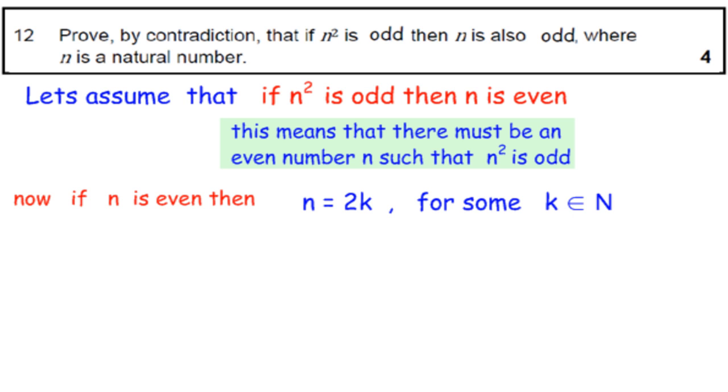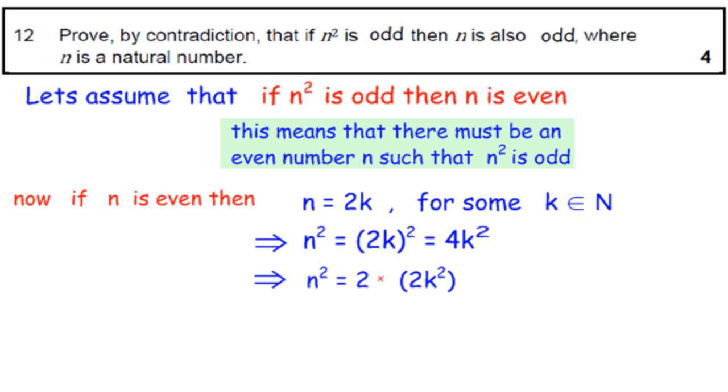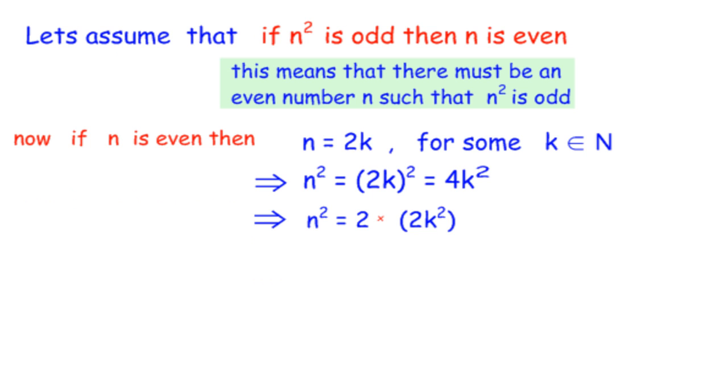Which means that n squared will be 2k all squared, which is 4k squared. 4k squared can be written as 2 times 2k squared. So n squared is equal to 2 times 2k squared. Now if k is a natural number, 2k squared is also a natural number. So n squared is 2 times another number. That's the definition of n squared being an even number.